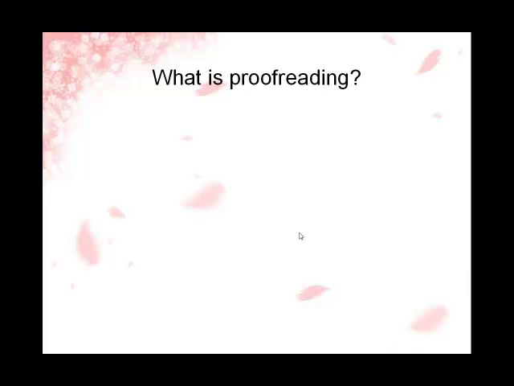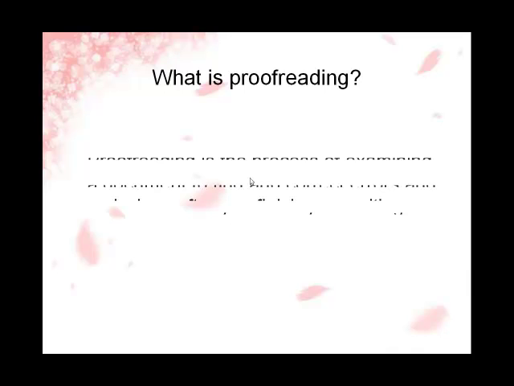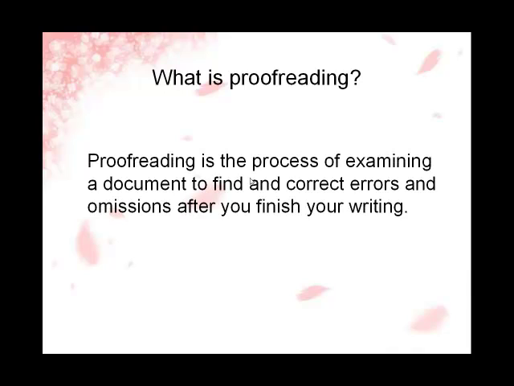So what is proofreading? Proofreading is the last stage in the writing process. It is a process of examining a document to find and correct errors and omissions after you finish your writing. The errors are about grammar, spelling, punctuation, and format, including citation styles. It is always a good idea to proofread your paper several times after you have finished writing it, so that you can improve it.